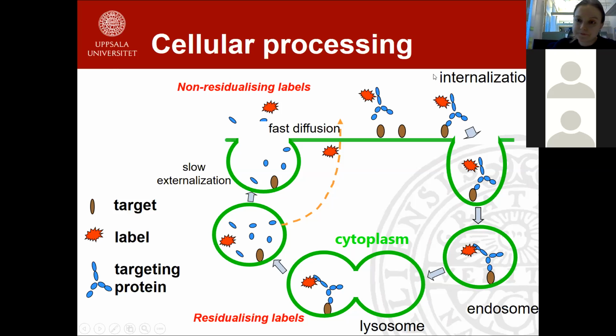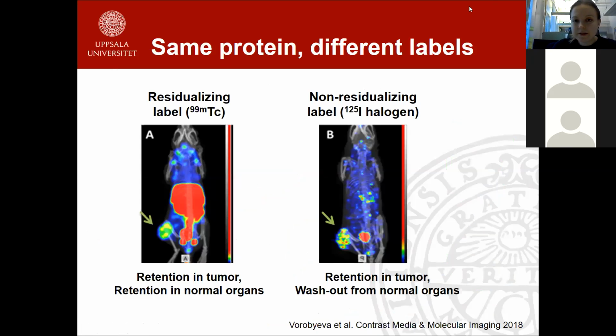So if we have slow internalization in the tumor but fast internalization in normal organs, that means that we can use non-residualizing labels. We can use iodine, for example, because with iodine, the label would just stay on the cell surface of cancer cells, but it would be diffused in normal organs. And this is exactly what we see on these two pictures.